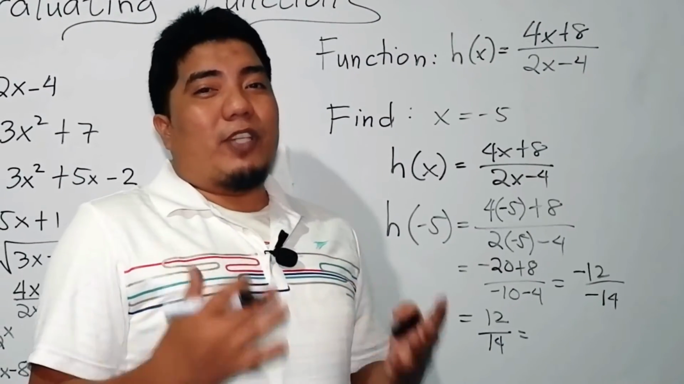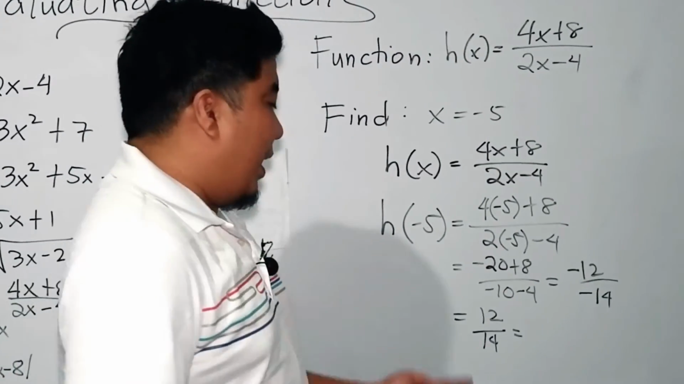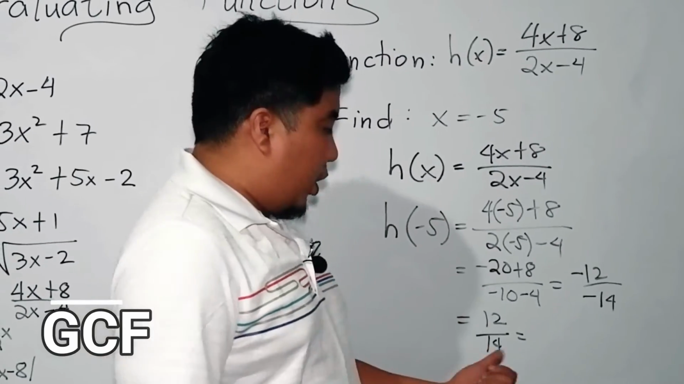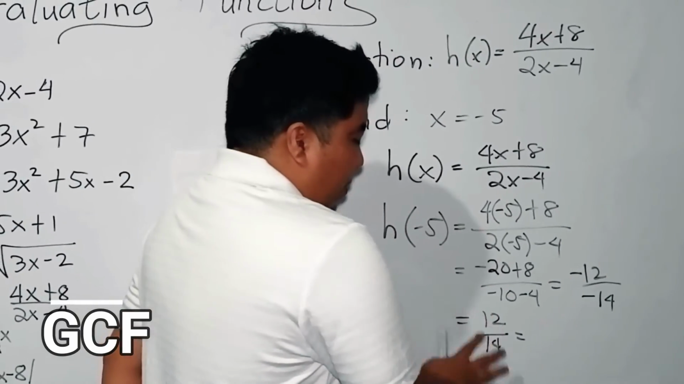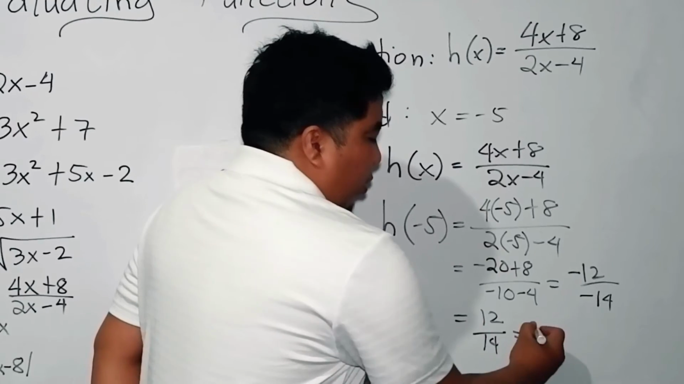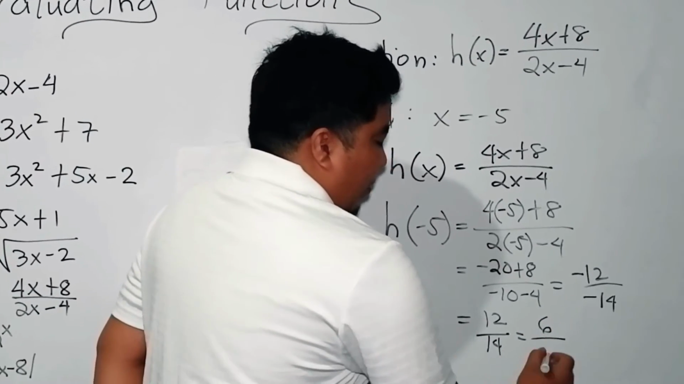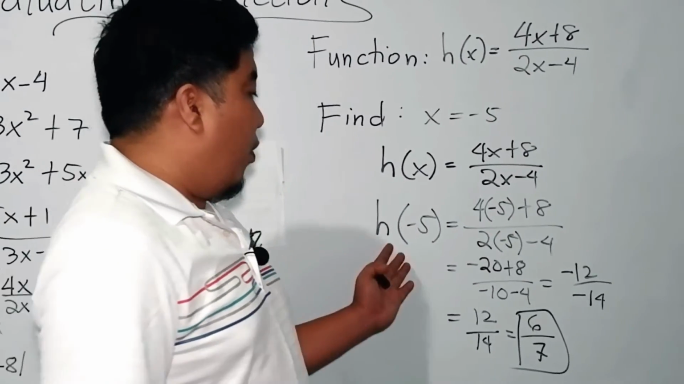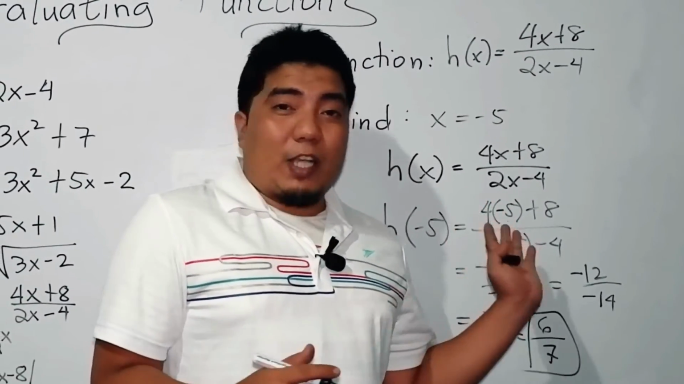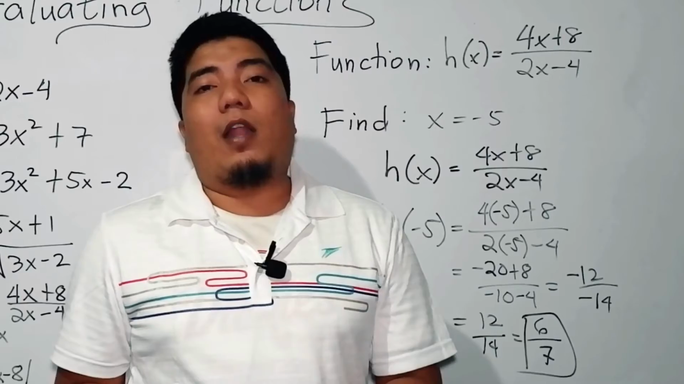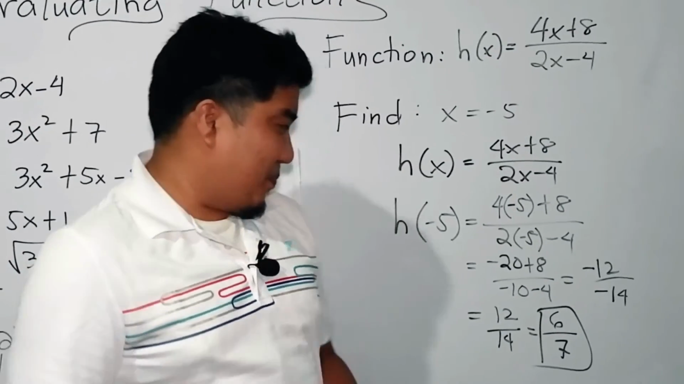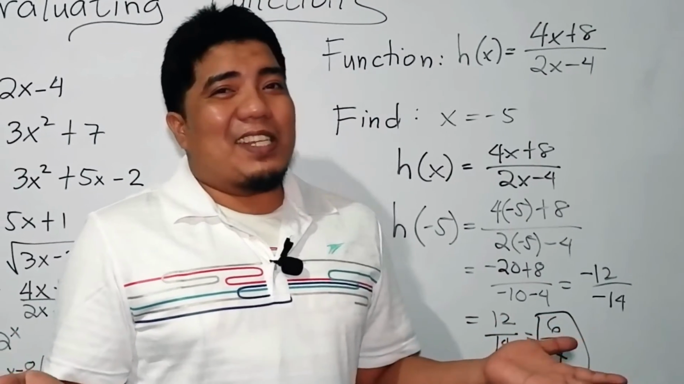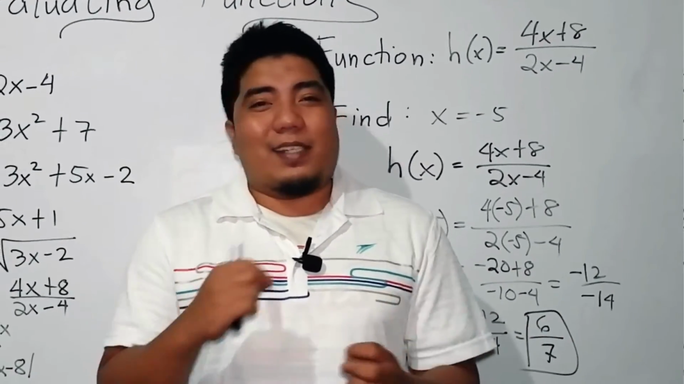However, 12 over 14 can be reduced to lowest terms by the use of the greatest common factor, which is 2. So, using 2, 12 divided by 2 is 6, and 14 divided by 2 is 7. And this is our final value for our function if x is equal to negative 5. Now, regardless of a fraction or not, it's still easy, right? Now, let us go to our next example.